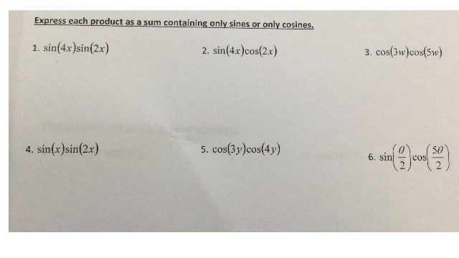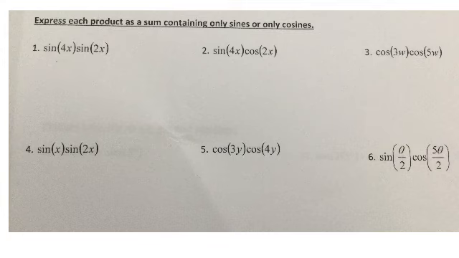Okay, it tells us to express each product as a sum containing only sines or only cosines. So we don't want them mismatched. We don't want sines and cosines. We want only sines or only cosines. So the first one here starts as sine of 4x times sine of 2x. So that would be your first product to sum identity.